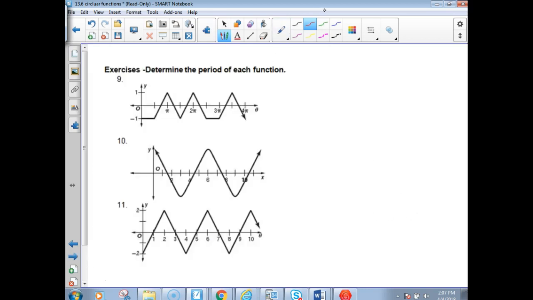When I look at number 9, what is the period of this function? So we're going to write period is, and then we're going to say, okay, I go flat, and then I go up, then I come down, then I go up, then I come down, and then the first new flat part starts right here. So the period, I need to figure out what it is from 0 to here. I need to count it.